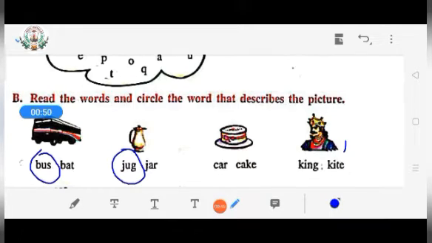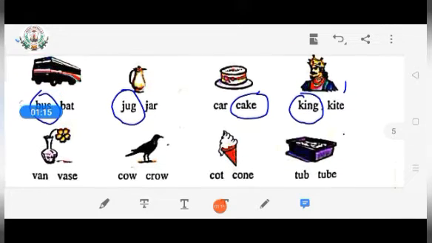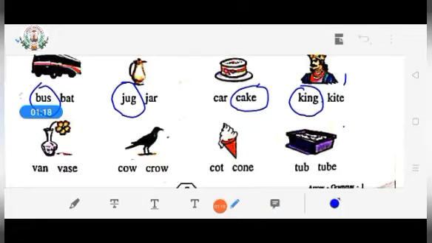Look at the third picture, children. What is the third picture? Cake. What is the spelling of cake? C-A-K-E. Cake. Circle the cake, children. Look at the fourth picture, children. What is the fourth picture? King. What is the spelling of king? K-I-N-G. King. You have to circle the king. Look at the fifth picture, children. What is the fifth picture? Vase. What is the spelling? V-A-S-E. Vase. Circle the vase.